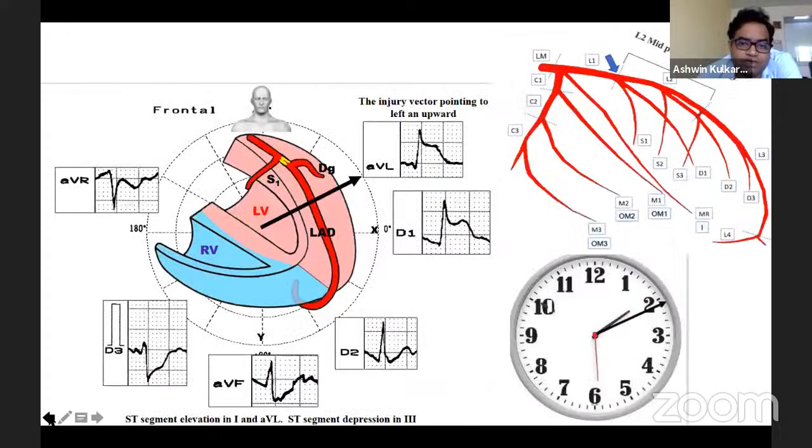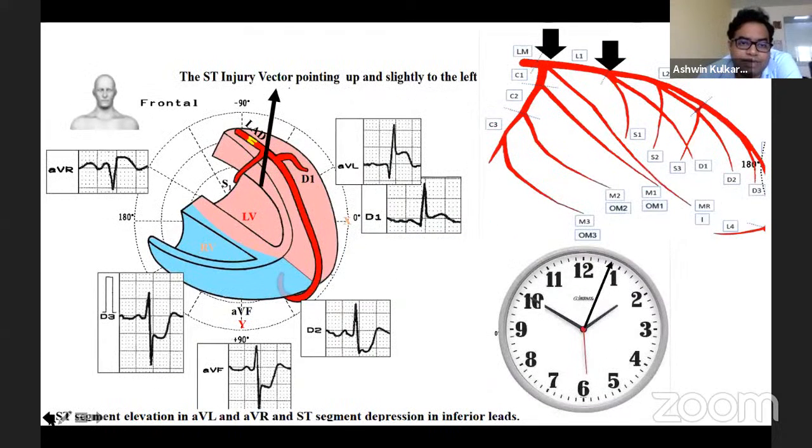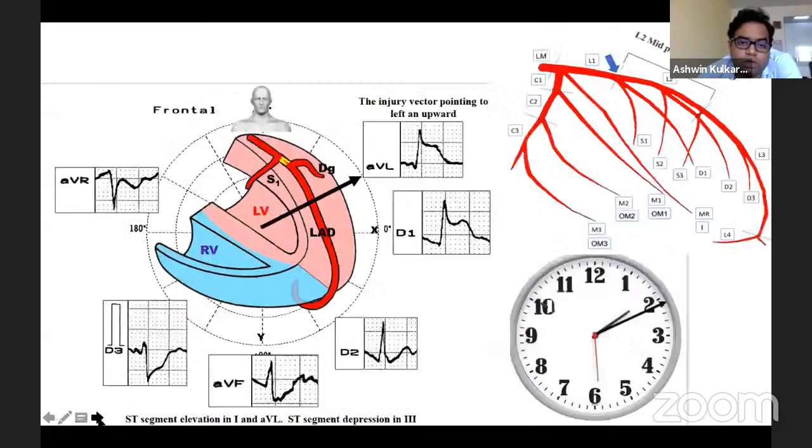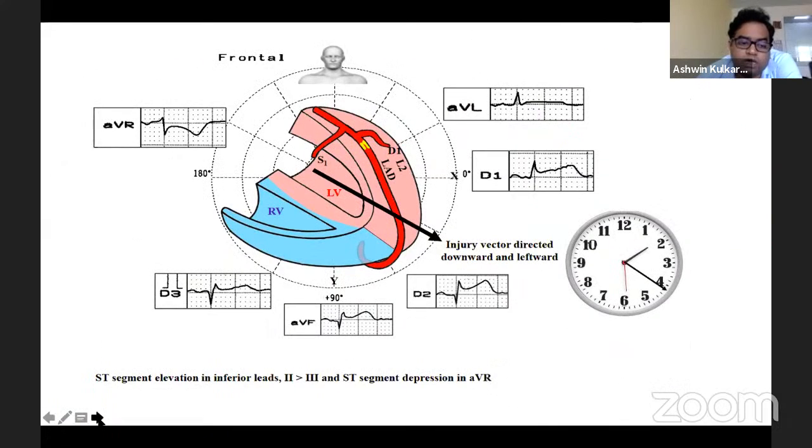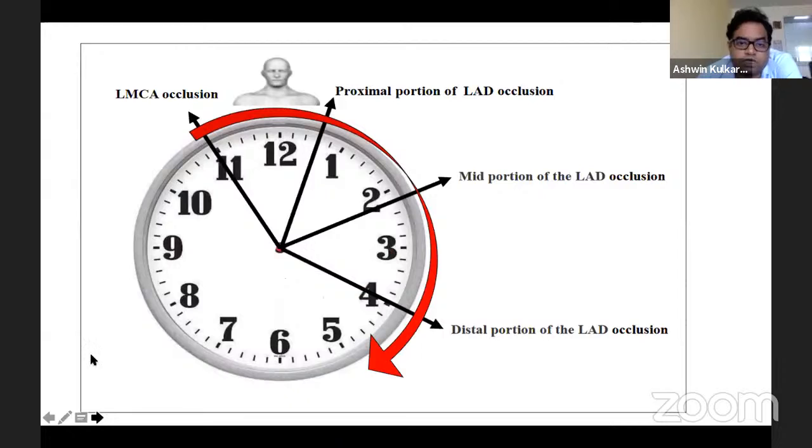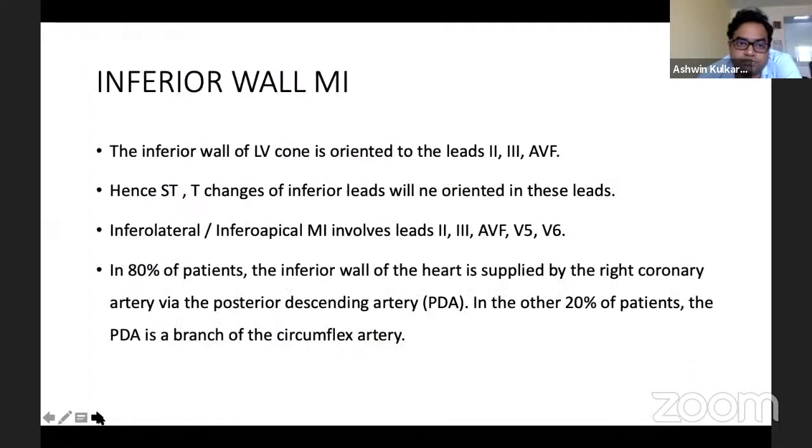If you know these vectors properly, you can easily predict, and there is no need for you to learn by heart or mug up these changes. So this is a beautiful clock showing. This direction is the vector of LMCA. This is the direction of the vector in the proximal LAD, mid portion of the LAD, and distal portion of the LAD. If you know this diagram, you will easily remember the ST changes and localization of the artery.